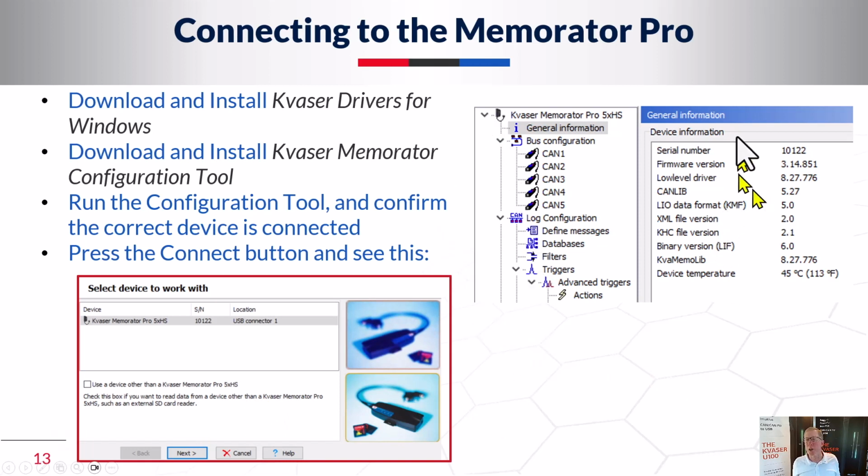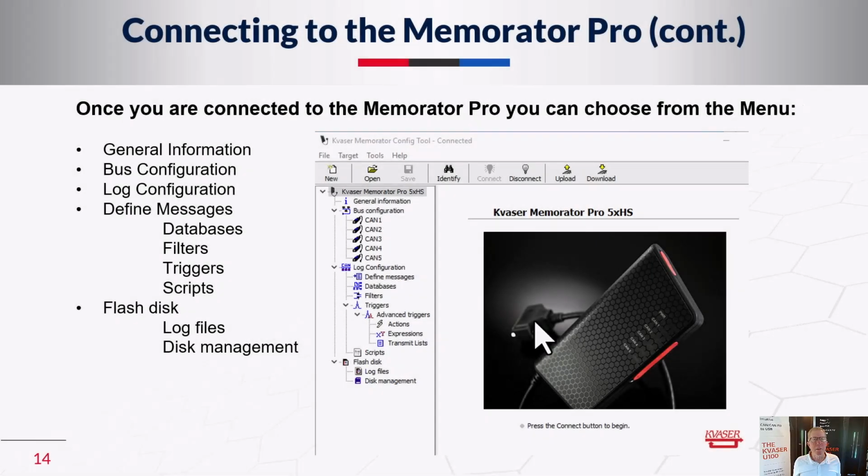Here I show some of the stuff. If you click on general information, once you've connected to the device, it'll download all of this good information from the device. Some of the other things we'll cover here in a bit, and we'll go through most of these today, provided we have enough time. Connecting to the Memorator Pro, continued. Once you're connected to the Memorator Pro, you can choose from the menu, and here's an abbreviated version of the menu.